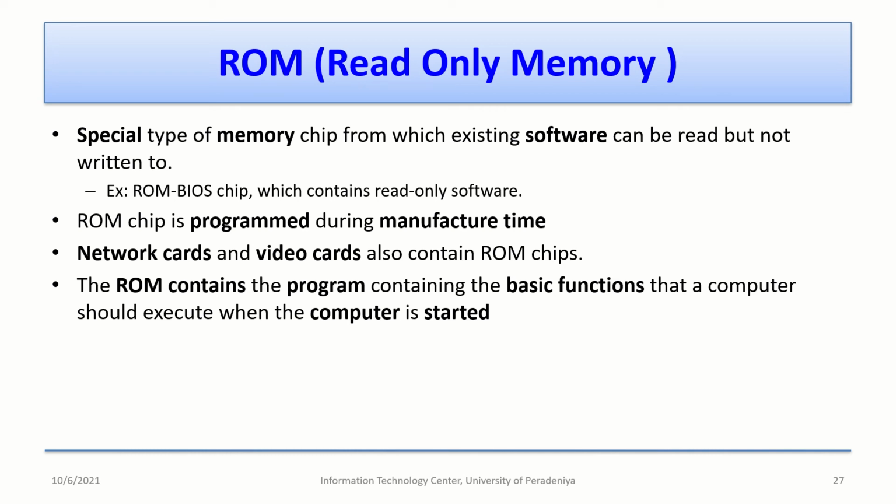that contains the basic functions that a computer should execute when the computer is started, right? The ROM, or BIOS ROM, contains the program, the basic functions, or we call basic input output system, or BIOS. When you switch on the computer, the operating system is held on the secondary storage device, that is the hard disk. Then the operating system should be loaded into the main memory. Those instructions are available in these kind of ROM chips, right? That is what the computer should execute when the computer is started.